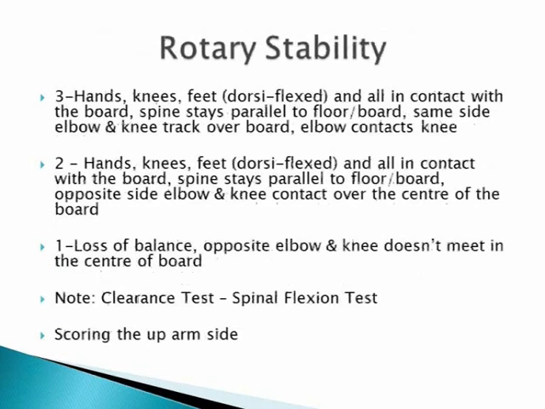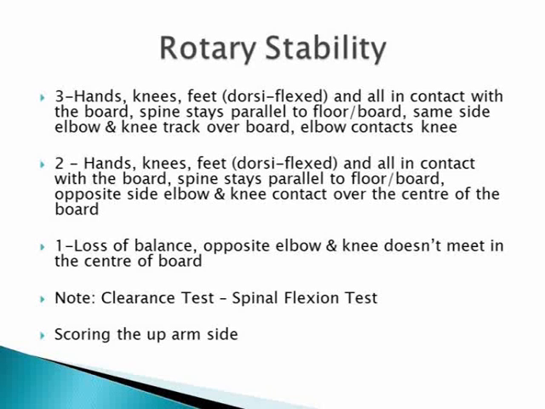Finally, we're going to look at rotary stability, and rotary stability correlates to reflexive turning. So for anyone who's done dynamic neuromuscular stabilization, you know what reflexive turning is. It correlates to when the baby at age 5 months to 6 months starts to be able to roll from supine to prone. A 3 in the rotary stability is hands, knees and feet, and the feet are dorsiflexed, all in contact with the board.